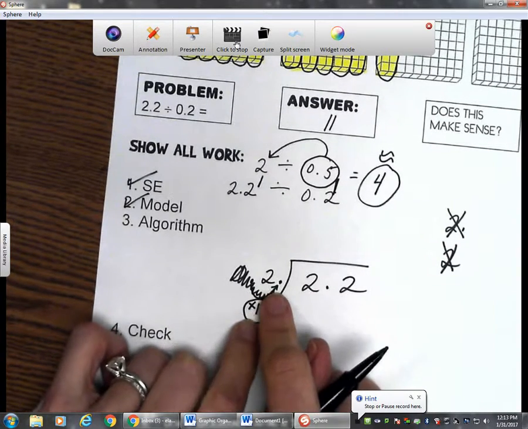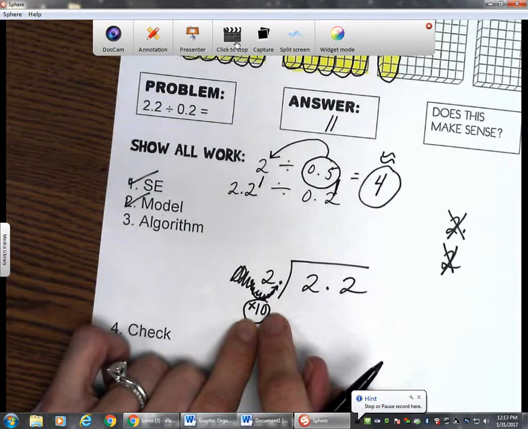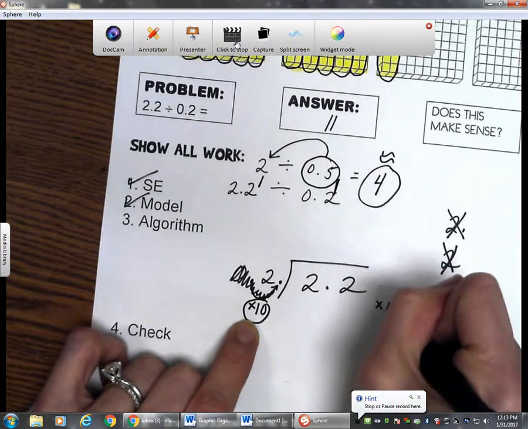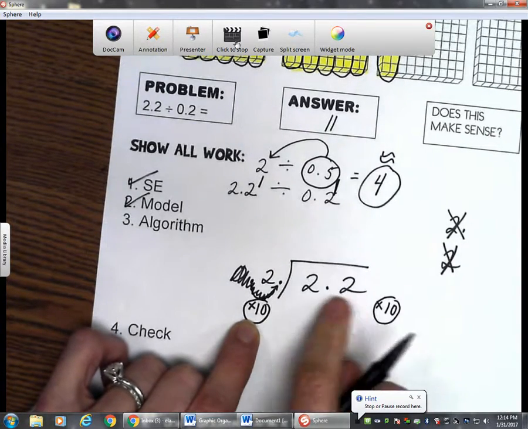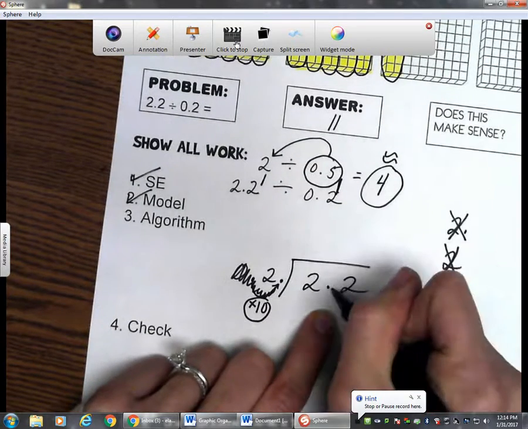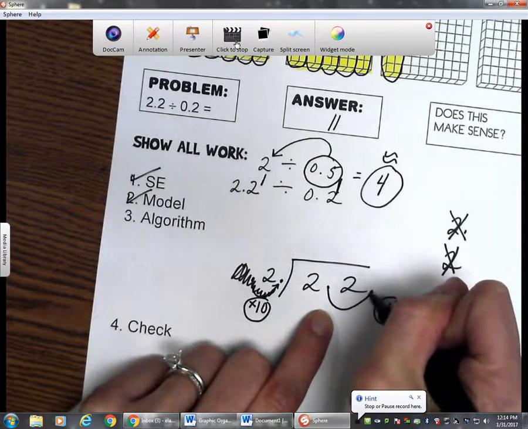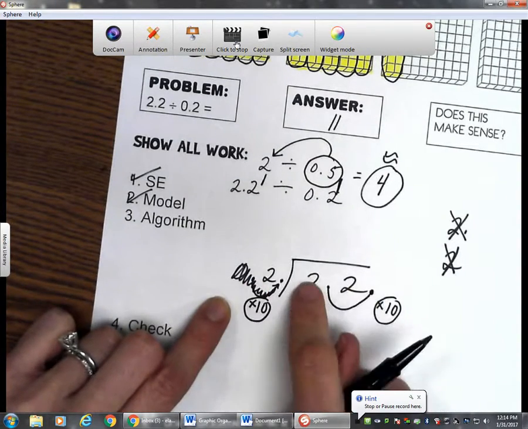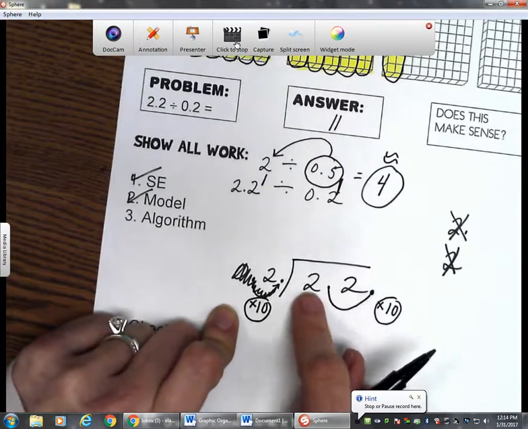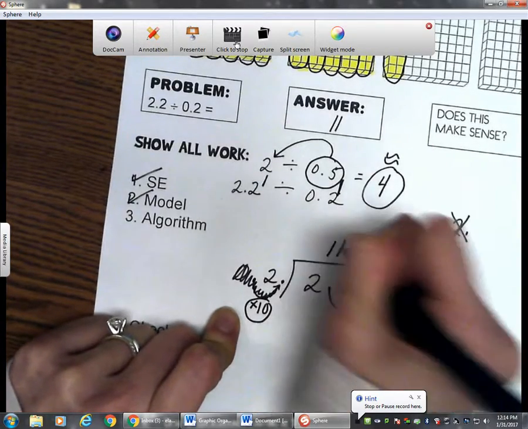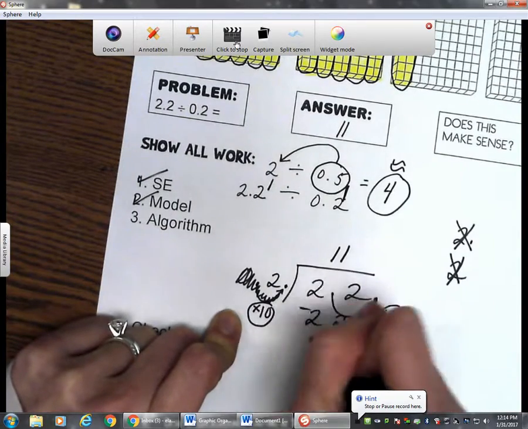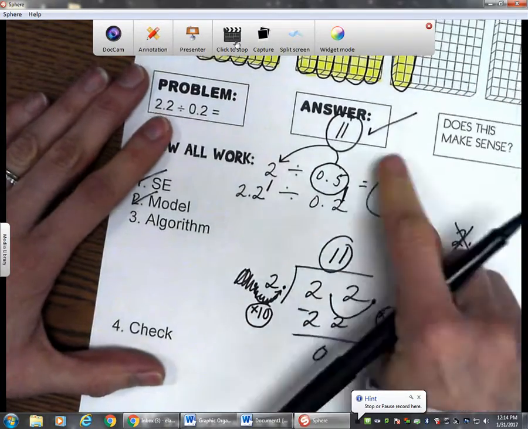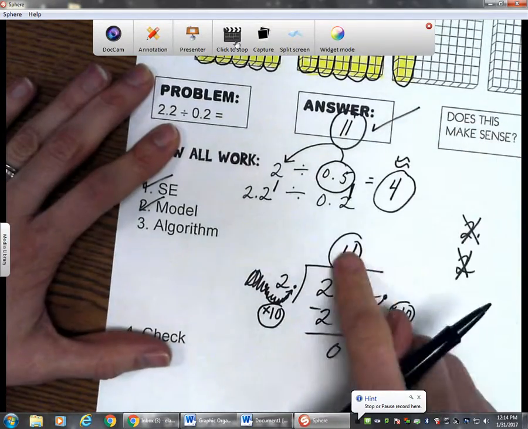But here's the thing. We talked yesterday about if you're raising this up by a power of 10, or multiplying it by 10, you have to do the same thing to the dividend. Dividend and divisor, you have to keep it fair. So I need to multiply this by a power of 10, which makes this now the number 22 divided by 2. And some of you might be thinking, ooh, that's a basic fact. 22 divided by 2 is 11. If you wanted to continue with the algorithm, you would see that 11 works. So far, I'm glad that my answer with my model matches my answer with the standard algorithm.